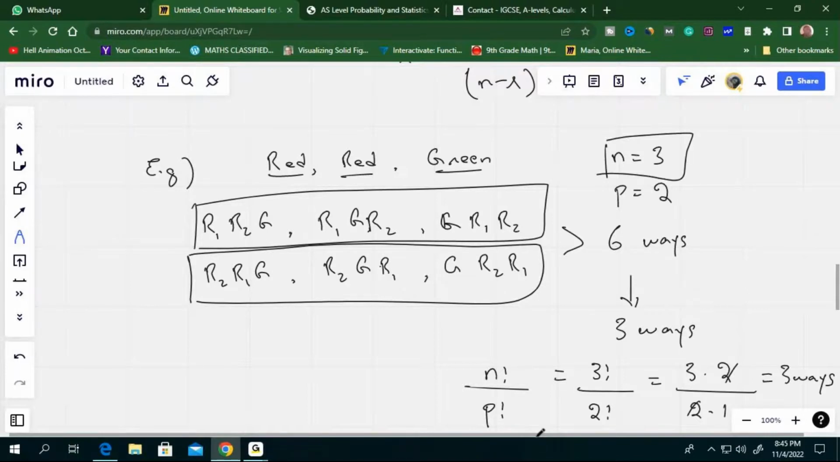You see over here in the set of n, I'm having 3 balls, and in these 3 balls, 2 balls are having the same color. So here p is 2. Clear? One thing is done.